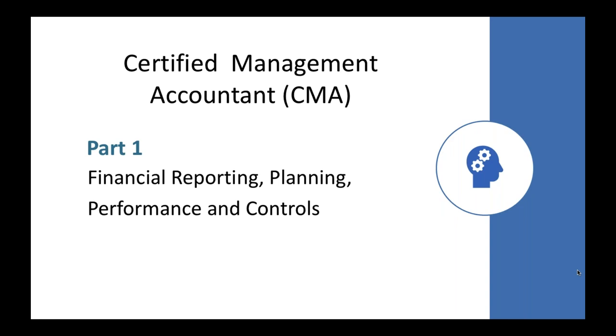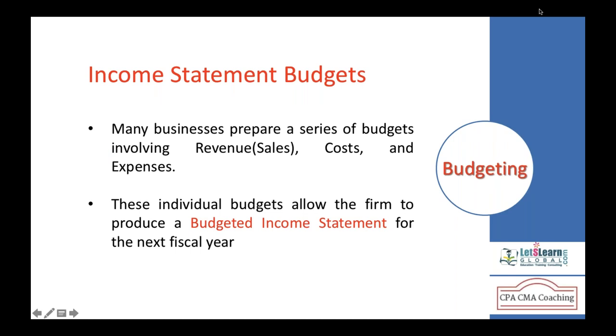Then we have the pro forma income statement and pro forma balance sheet. With the help of this information, we can prepare a pro forma statement of cash flows. The preparation of all these budgets and pro forma statements is called a master budget. Just recall the master budget. Master budget is a culmination of both operating budgets and financial budgets.